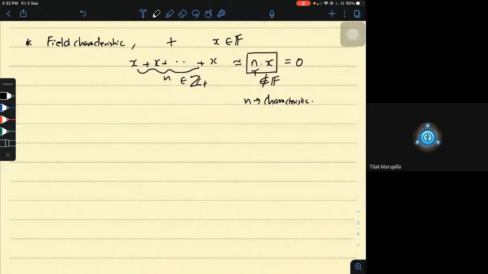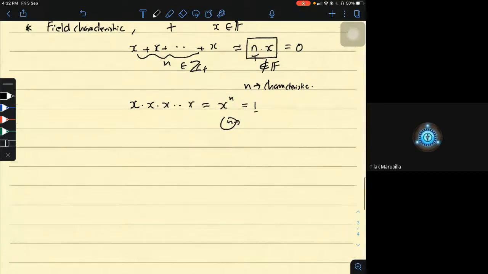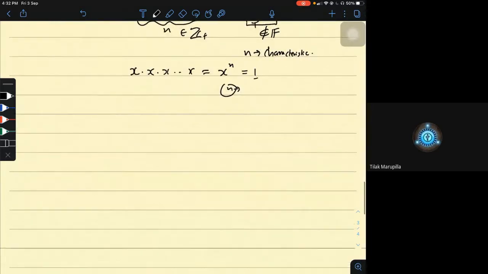of this field. Similarly, I can also define a characteristic for the multiplication operator, x times x times x, so this is basically x power n. If this is equal to the multiplicative identity 1, or whatever it is for that particular field, here n becomes the characteristic. So this leads to very interesting properties, but it is of no use for us right now. So this is something you can go check out later.